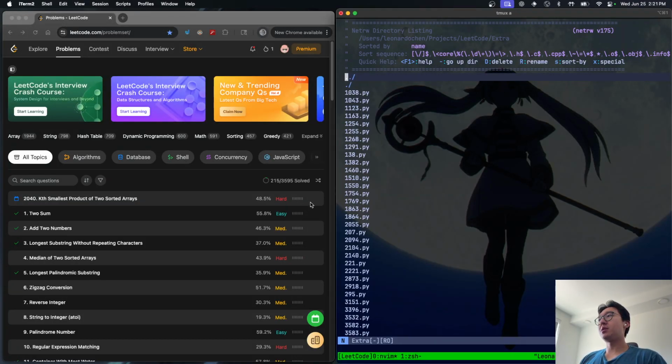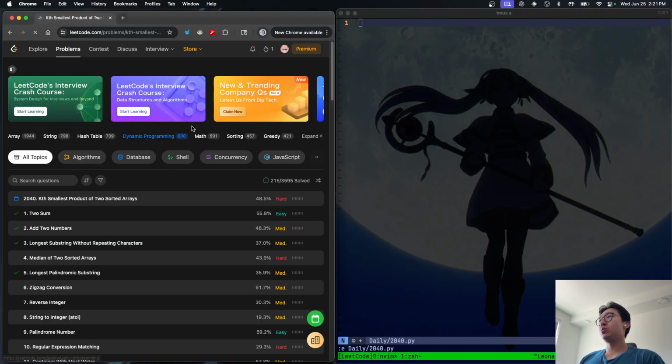And let's go for another daily LeetCode question. Question 2040, Kth Smallest Product of Two Sorted Arrays. Hard one with 48% acceptance rate. So let's care about this one. Let's see how this one goes.